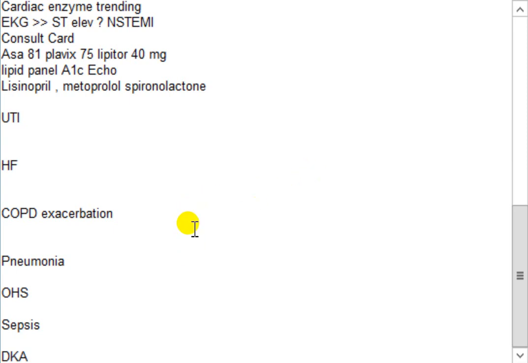Okay, now we will continue with the next common problems that we encounter in inpatient. So for UTI, it's common. Patient came in with frequency, urgency, dysuria. You do a full physical exam, and then you have to do your differentials in your mind.